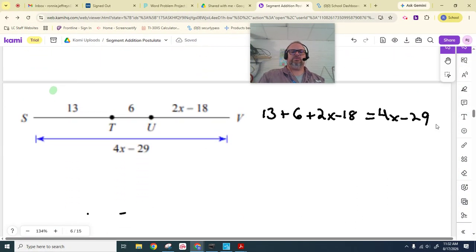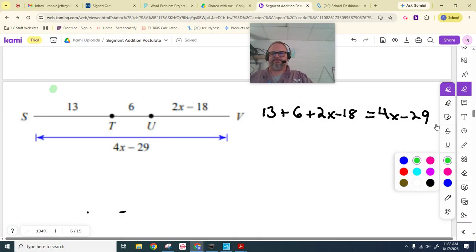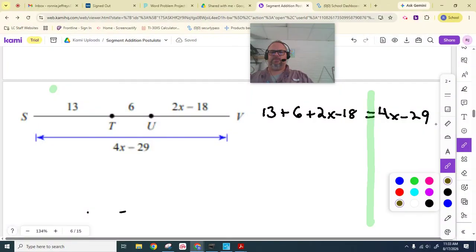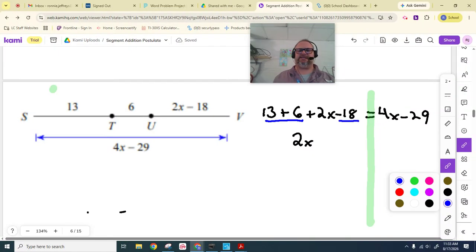All right, so this is how this one was set up. Now let's look here. Do I have any other x terms on the left-hand side? No. So 2x is just here by itself. Now here's my constants. Well, 13 plus 6 is 19. Minus 18 is 1. All right, now we've cleaned that up. Now we can worry about the right-hand side.